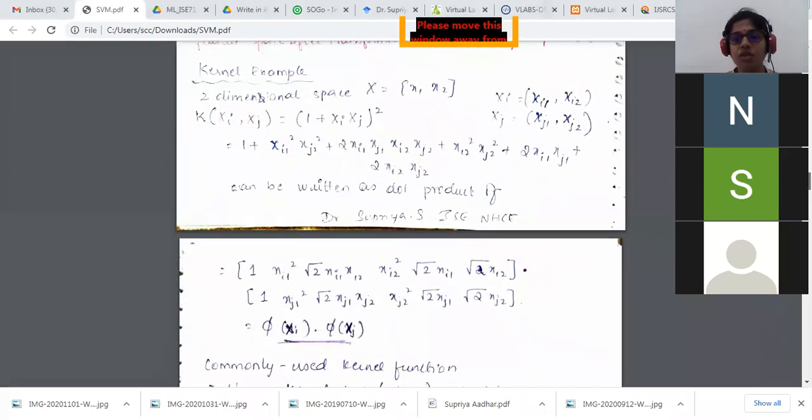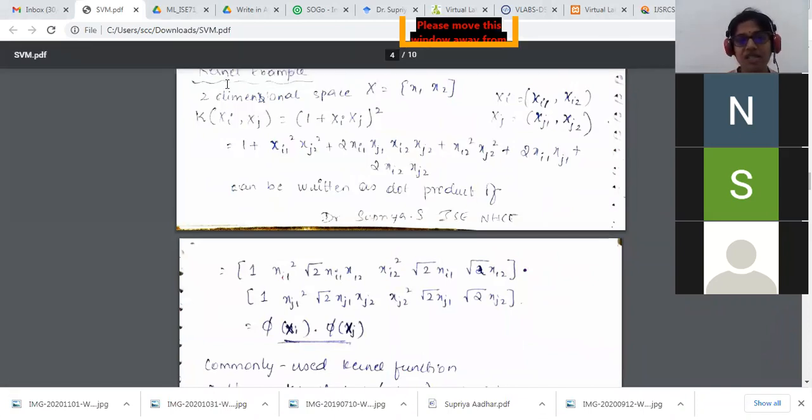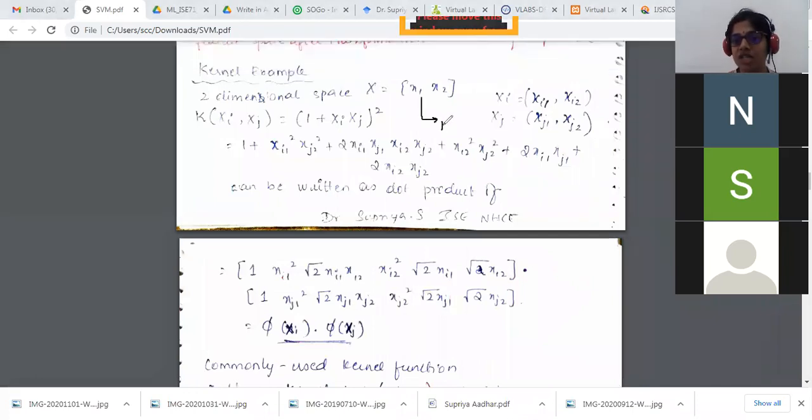So how do we do that? There's just a small derivation for that. It's the kernel example. I have a two-dimensional space x1 and x2. You can imagine that you have a two-dimensional space of x1 and x2. And the points, I will write as xi equal to xi1, xi2. For xj, it is going to be xj1 and xj2.